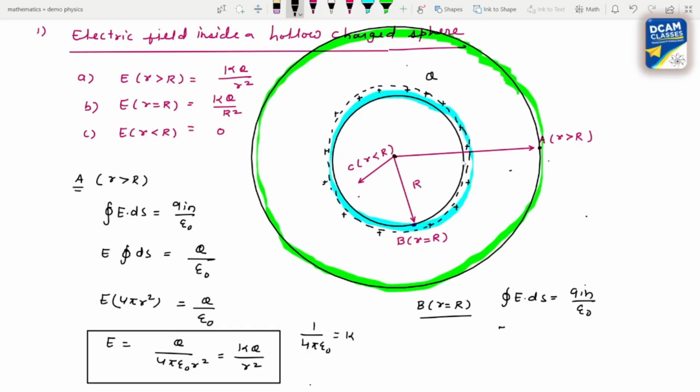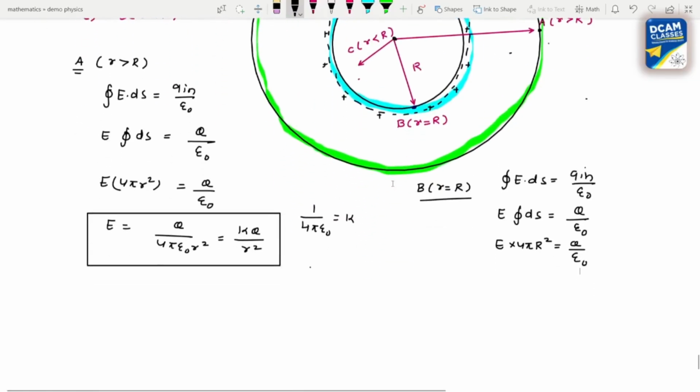In the same way, this electric field E will come outside because it is constant. The surface integral of ds will become 4 pi capital R square. Q inside will be Q by epsilon naught. So E into 4 pi capital R square is equal to Q by epsilon naught. Now E is equal to Q by 4 pi epsilon naught into capital R square, that we can write as K capital Q by R square.